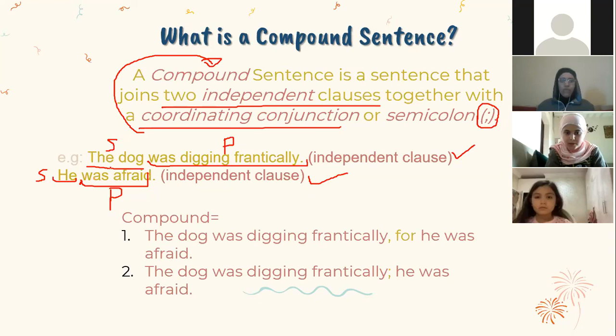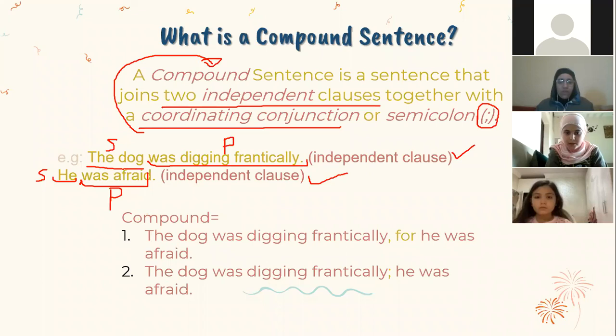So these are two independent clauses, two simple sentences. Now I can join them together to make one compound sentence. What do I do? I bring these two independent clauses, and I never change anything with them.